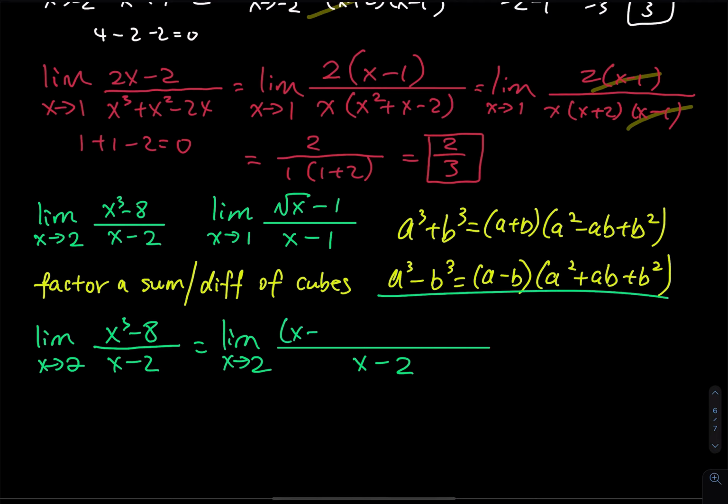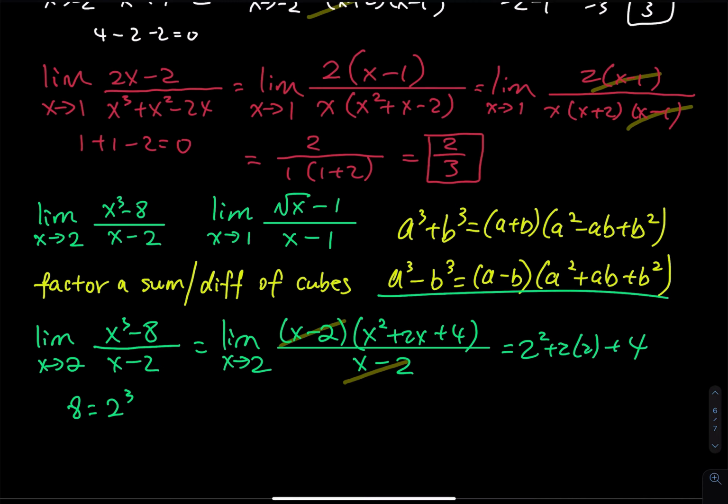So we start with x minus 2. How do I get the 2? I got 8, and 8 is equal to 2 to the third power. And then we have x squared plus ab, which is x times 2, so that is equal to 2x. And then plus b squared, 2 squared is equal to 4. And then I can see that the x minus 2 will be cancelled. And then you plug in a 2, so you have 2 squared plus 2 times 2 plus 4. So that will be 4. The answer is 12.